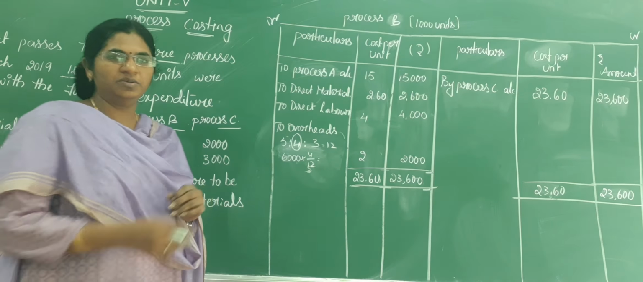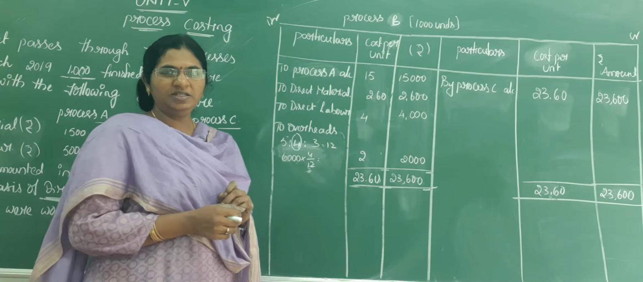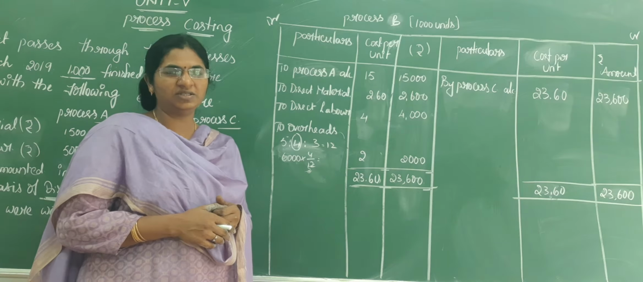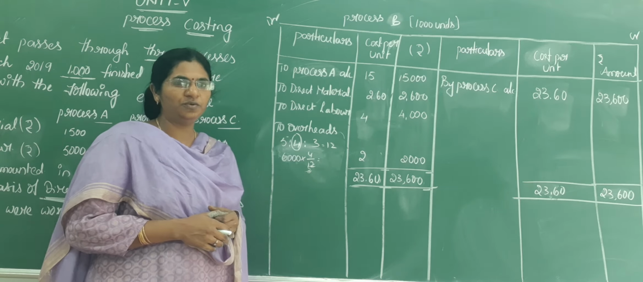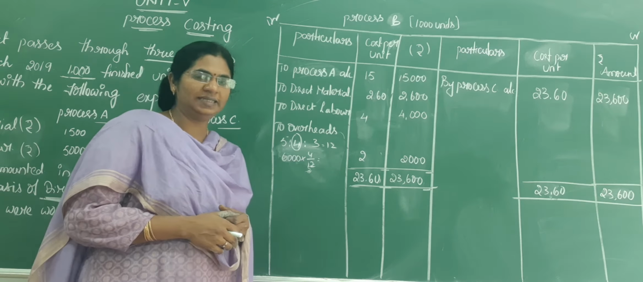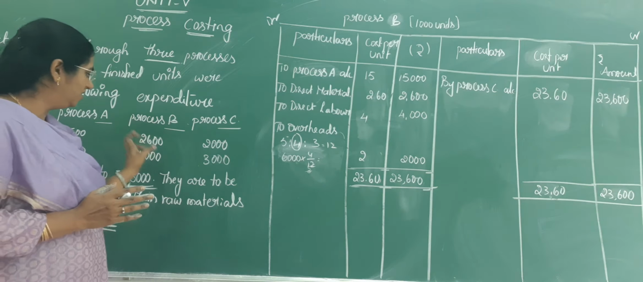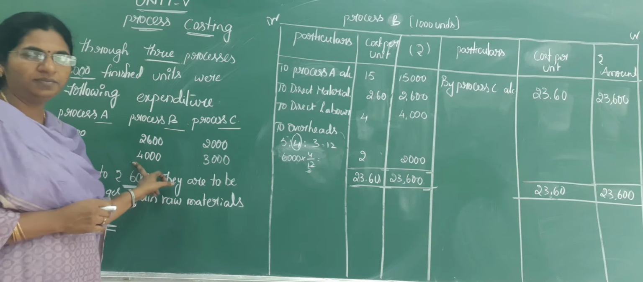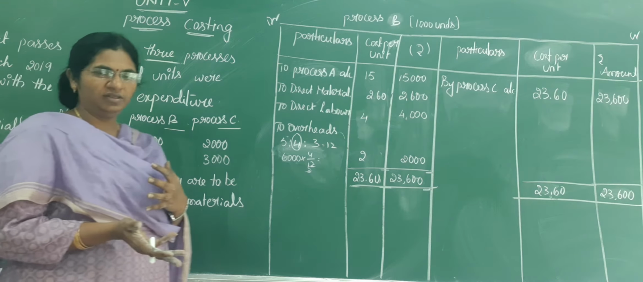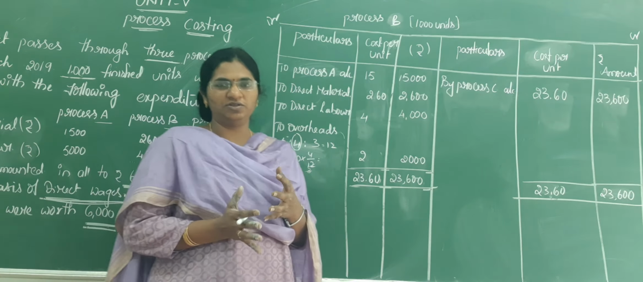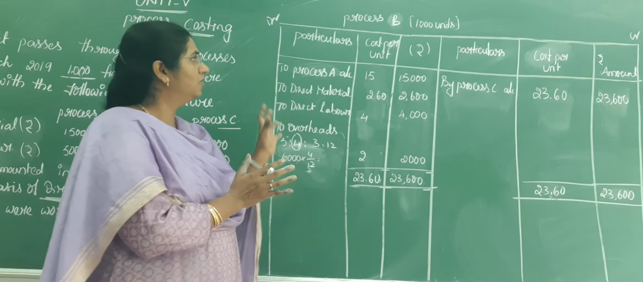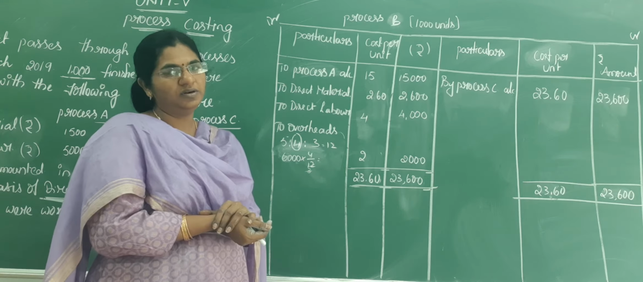Okay students, now we are with process B. In this process B, whatever balance is there as per units and amount, we need to transfer it to process B. We are provided with the information about process B. Check the information for process B. Material is 2,600 and direct labor is 4,000. Anyway, we need to apportion the overhead charges on the basis of direct wages. So let us check process B for 1,000 units.